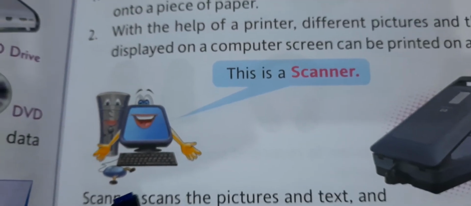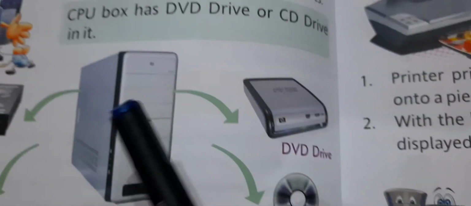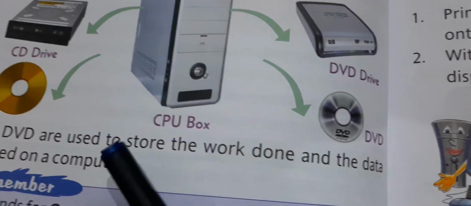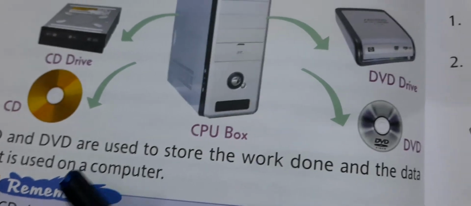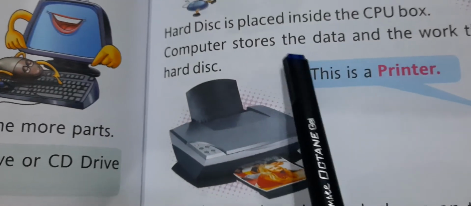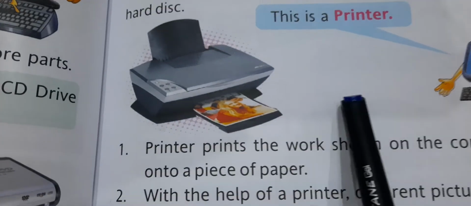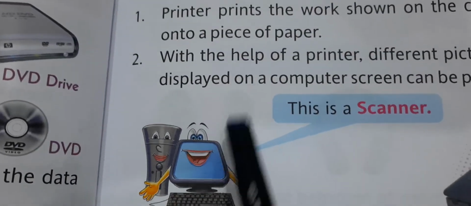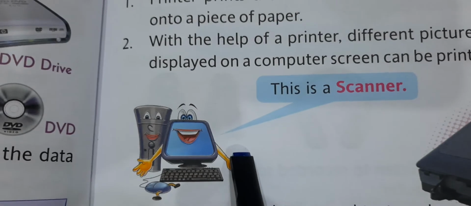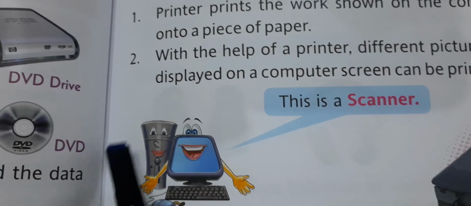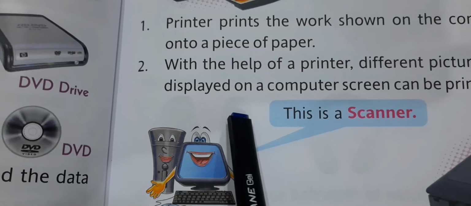Fine. So in this period we have studied about CD, DVD and CD drive. Then we have understood what is the use of CD and DVD. Then hard disk drive and what is the function of hard disk, printer and scanner and how they are opposite to each other. Okay, so you will revise this during the weekend and we will continue with the chapter in the next period.